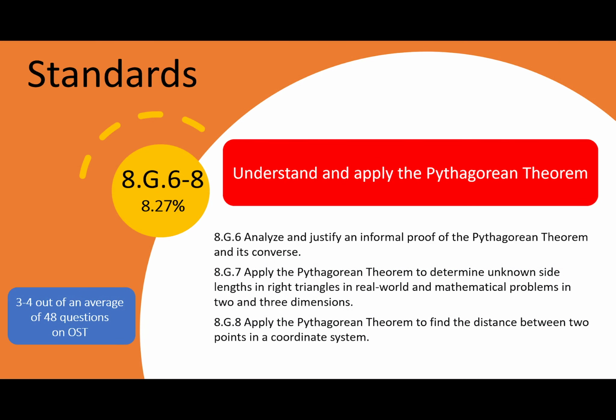Standards 8.G.6-8. Understand and apply the Pythagorean Theorem. Analyze and justify an informal proof of the Pythagorean Theorem and its converse. Apply the Pythagorean Theorem to determine unknown side lengths in right triangles in real-world and mathematical problems in 2 and 3 dimensions. Apply the Pythagorean Theorem to find the distance between 2 points in a coordinate system. This is a very important standard, 3 to 4 questions on the test every year.